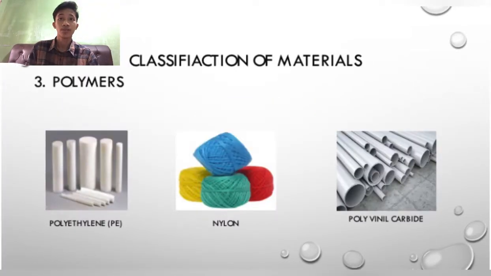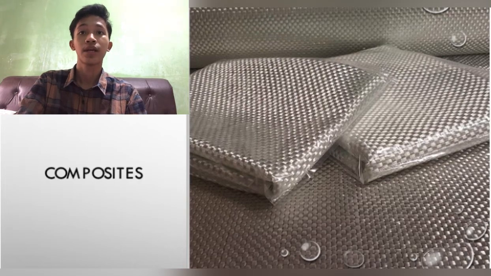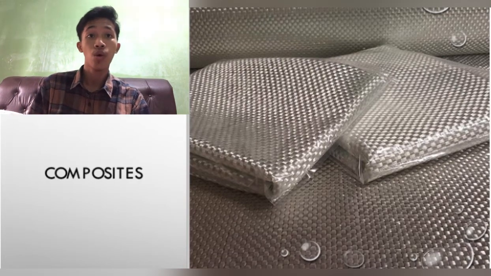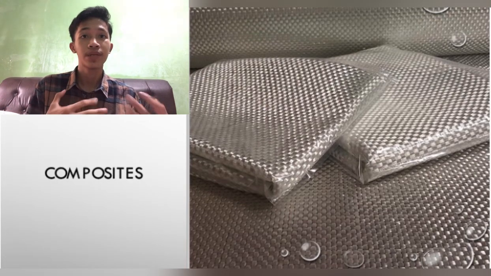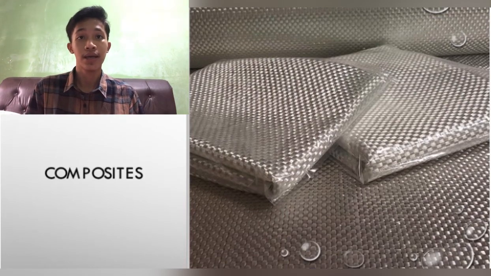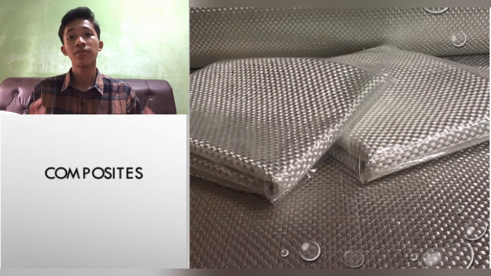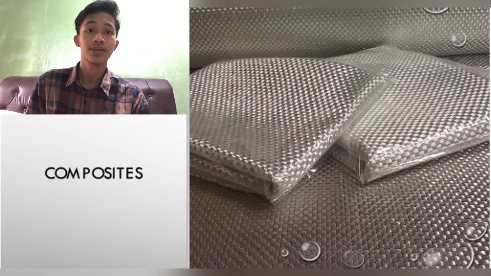Next is polymers. Polymers include the familiar plastic and rubber materials. Many of them are organic compounds that are chemically based on carbon, hydrogen, and other non-metal elements. Some common and familiar polymers are PE, polyethylene, nylon, and polyvinyl chloride. Last is composites. A composite is composed of two or more individual materials that come from the categories previously discussed: metals, ceramics, and polymers. One of the most common composites is fiberglass.